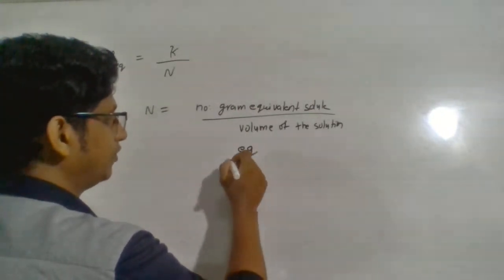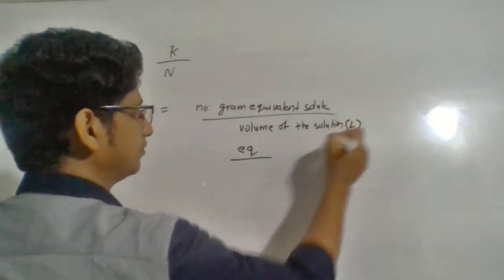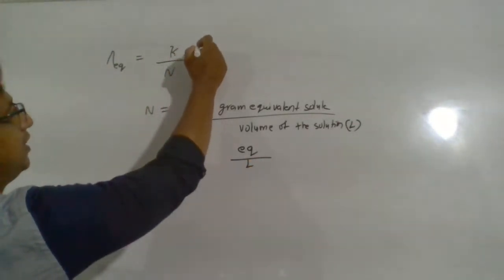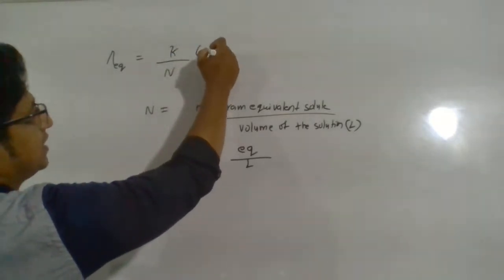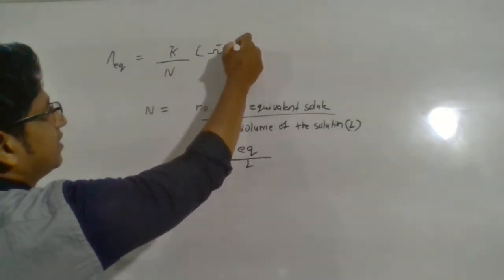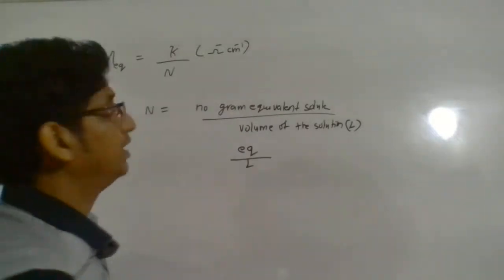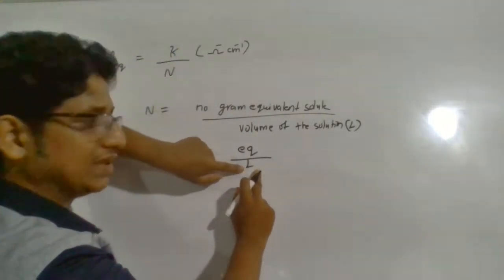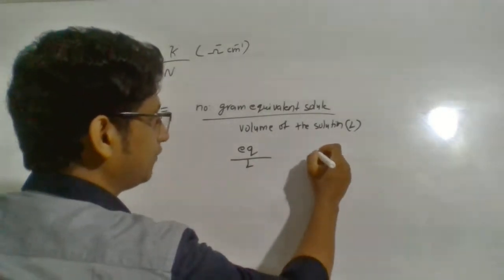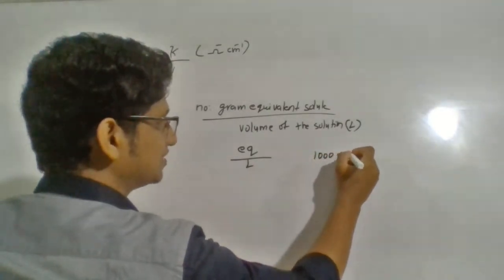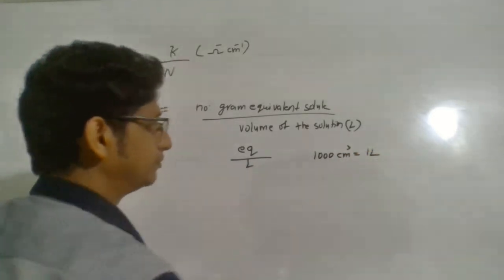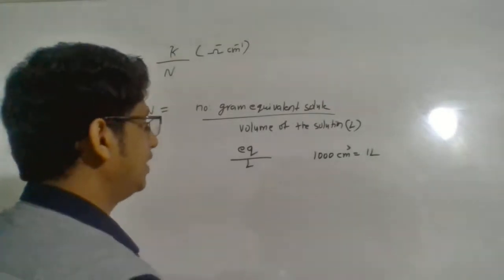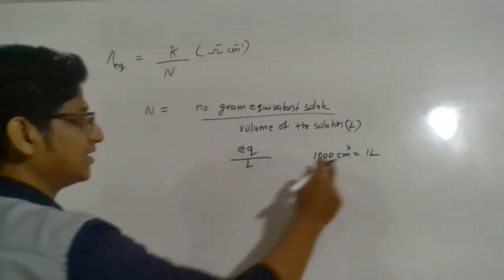And volume is generally expressed in liter. And here we have the unit for conductivity, that is ohm inverse centimeter inverse. That's the unit of conductivity we express, right? So now we can express liter in centimeter cube, where we know 1000 centimeter cube is equal to 1 liter. That's something we have studied before. So now let us express liter in 1000 centimeter cube.